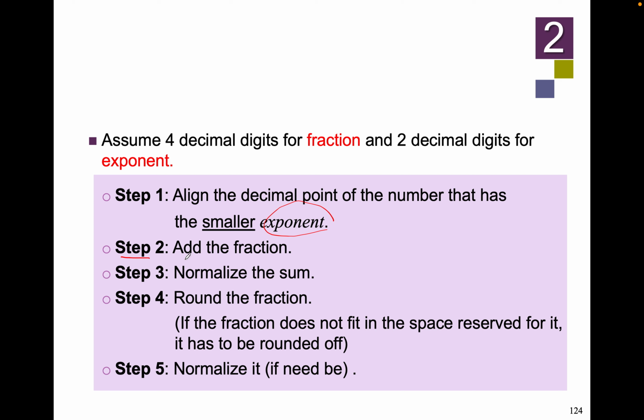Now for step number 2, add the fractions, the ones I used, which are 0.2 and also 2. Later, after adding, you need to normalize the sum. Maybe your answer will be, let's say you add 0.2 with 20.02, so your answer will be 22.03. So this is not normalized, right? This is not normalized according to IEEE, so you need to move it to normalize your sum.